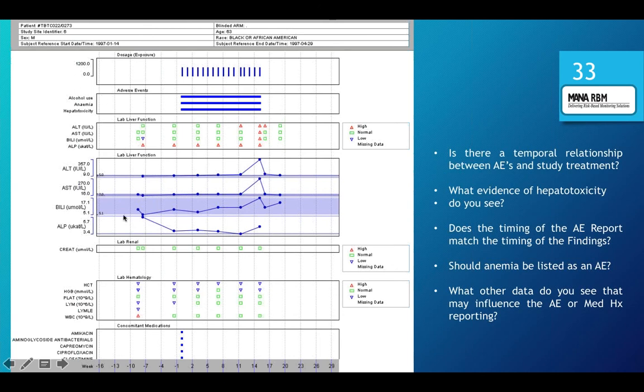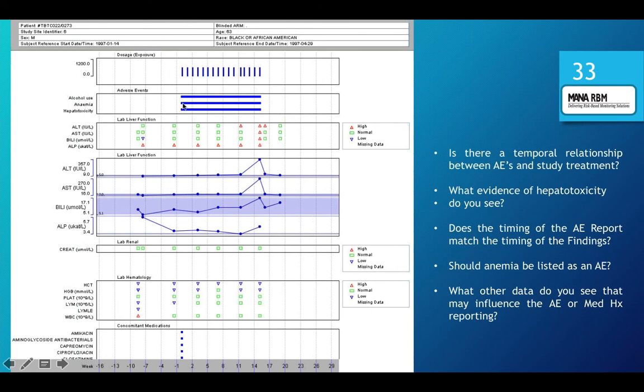Now, if you wanted to see the actual values, we've shown them here as well, so you can look at the actual values. And so, again, this is liver function tests, this is your renal, and this is your hematology, and then down here are the ConMeds for this one. Now, what I want you to think about here is if we look at the adverse events here, you can see here that we have anemia listed.